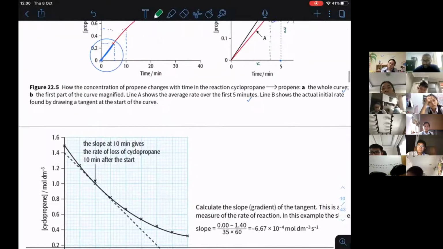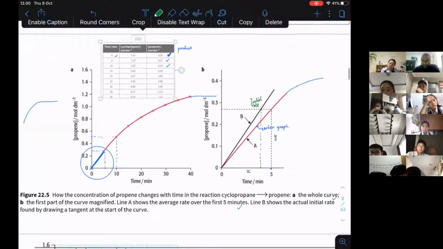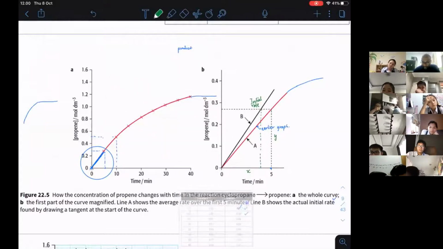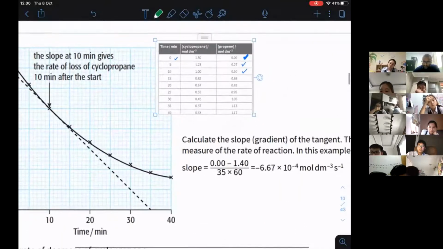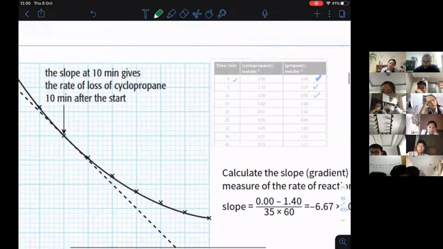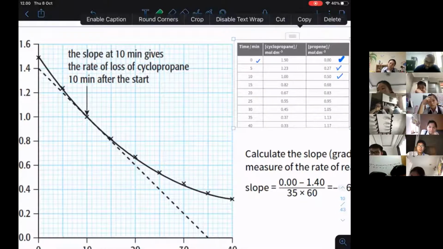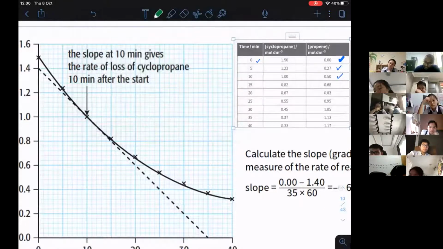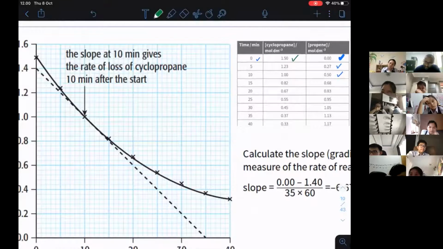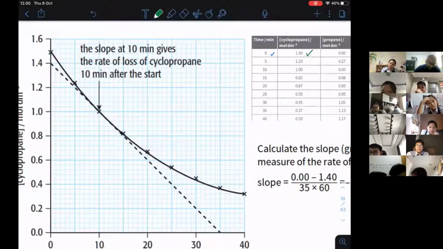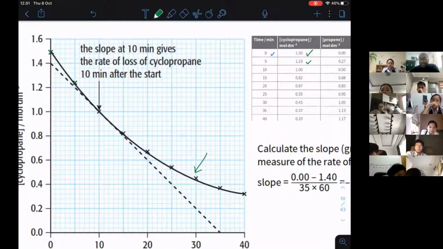This graph is going to be for propane. But how about if I draw a graph related to cyclopropane? So I'll bring it over here. If I want to draw the cyclopropane graph, and I know cyclopropane is the reactant, it is going to decrease. So you see that this is going to be 1.5, and then 1.23 over here, and so on. They draw a curve. This is the curve that you get for this.